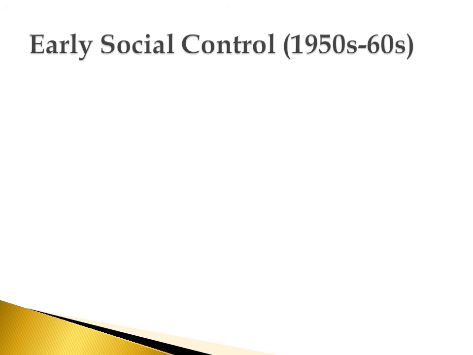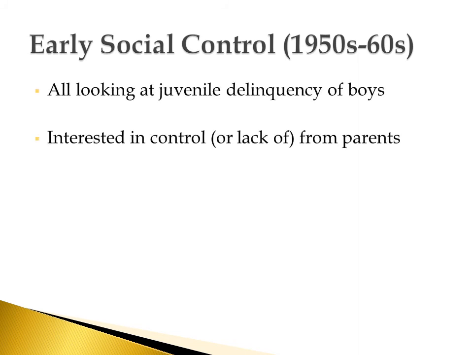Now, I've told you before that not every theory of crime necessarily has a general explanation for criminal behavior. Well, that's never more true than it was with these early social control theorists, because the only group they were really interested in looking at was juvenile delinquency. So they were interested in trying to explain why young boys get into trouble and start committing crime.